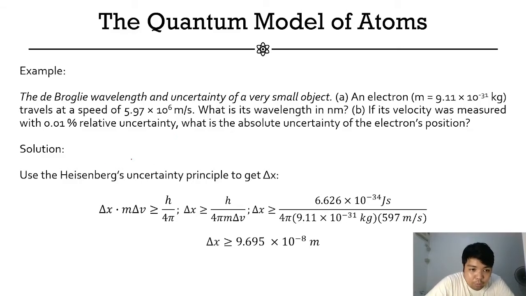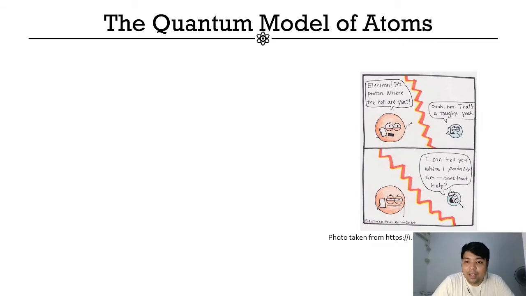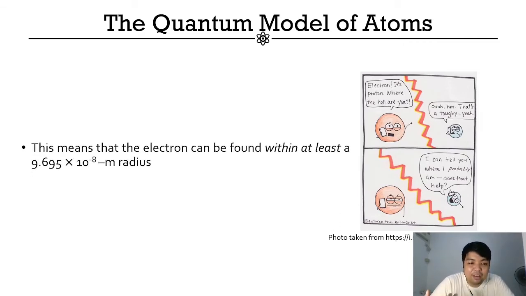So to get that, we treat this as an equation. We transpose all the known values to the other side of the equation, plug in our values, and we have this answer here. So what does that mean? That just means that the electron can be found within at least a 9.695 times 10 to the negative 8 meter radius.